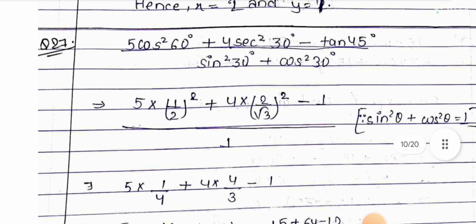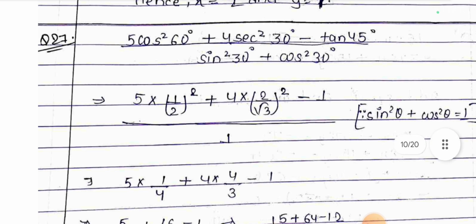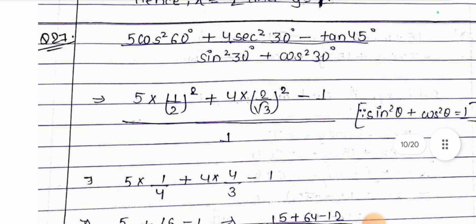Question 27 is given. Find the value of 5 cos square 60 plus 4 sec square 30 minus tan 45 upon sin square 30 plus cos square 30. Cos square 60: sin 30 is 1 by 2, so cos 60 is also 1 by 2. 5 into the square of 1 by 2, plus 4 into sec 30, which means 2 by root 3, because sec 30 is the reciprocal of cos 30. Tan 45 is 1, upon sin square 30, where sin 30 is 1 by 2.